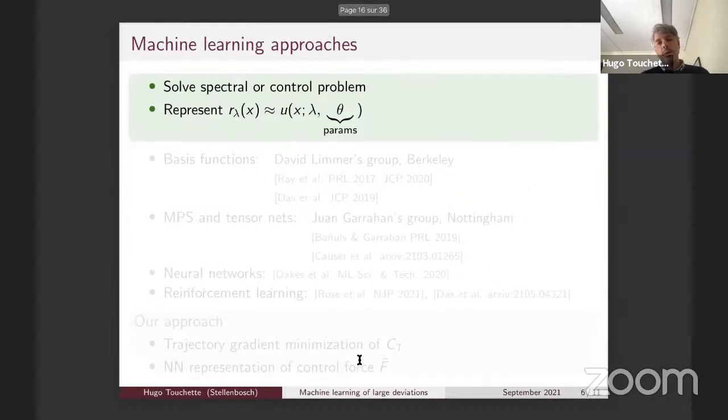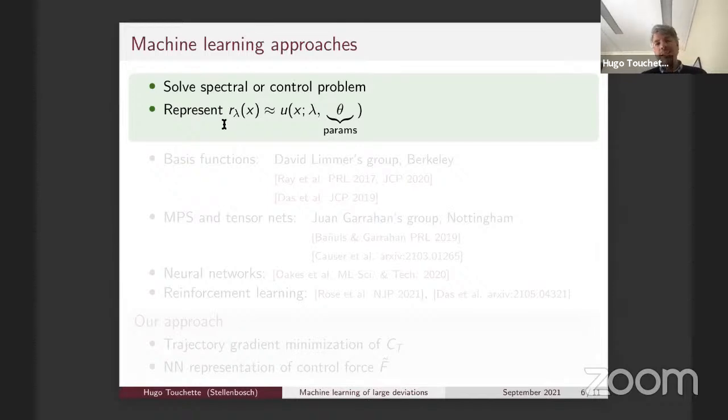Okay, so now I'm going to describe some previous approaches that have been followed to solve this problem. Again, we have two approaches. Either we solve a spectral problem, or we solve an optimization problem or a control problem. It's the same, and these are related. Again, there's no free lunch. If you know the solution to the control problem, it means that you know the spectral problem and vice versa. The big difficulty here is to represent the eigenfunction.